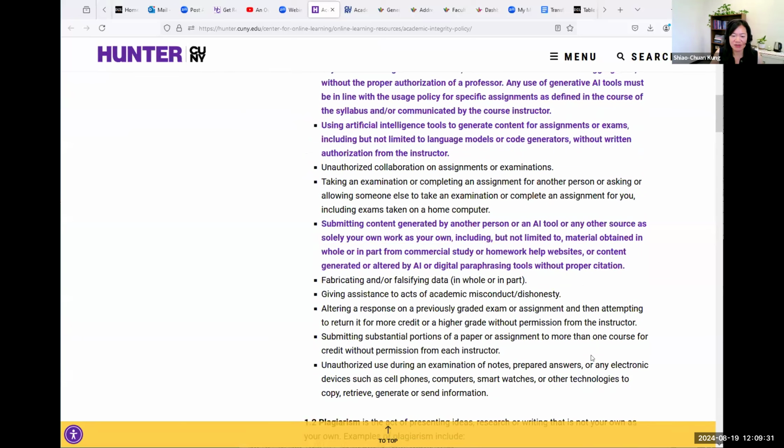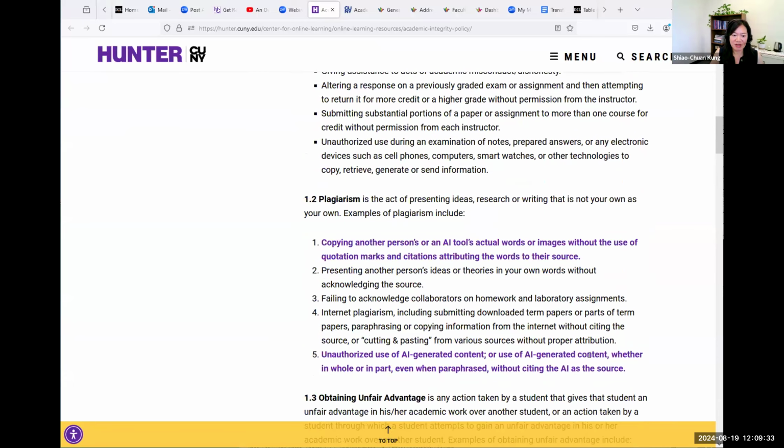Okay, so then I'm going to scroll down a little bit more, and there are also two more pieces related to plagiarism. It has to do with using AI tools to generate either words or images. It's important that it's not just words but also images, without quotation marks or citations attributing the words to their source. That's considered plagiarism. And then the last piece here: unauthorized use of AI-generated content, whether in whole or in part, even when paraphrased without citing AI as a source. So citation is really, really important.